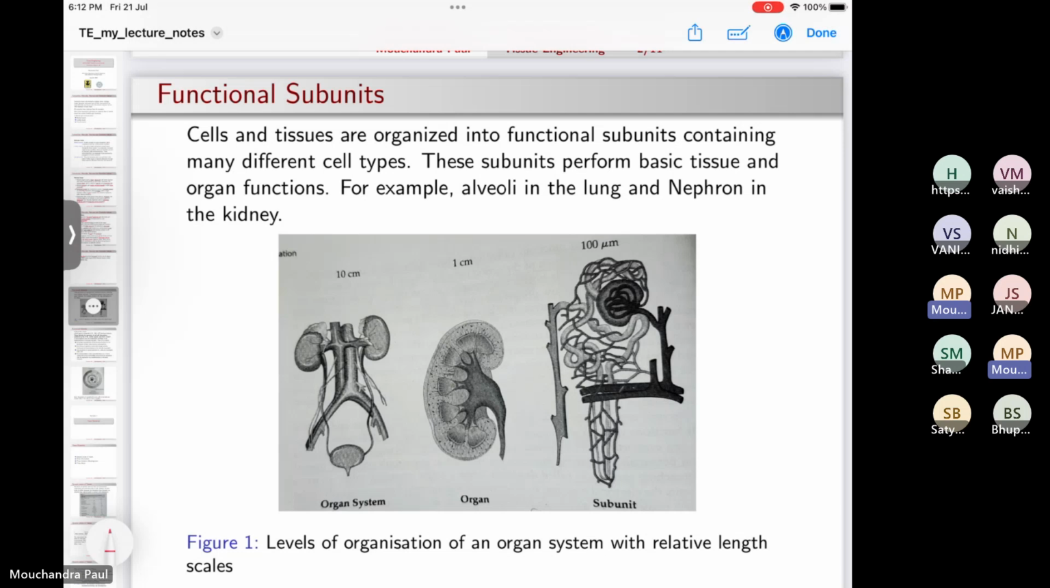The cells and tissues are organized into functional subunits, and each functional subunit is made up of different cell types. What cell types? A functional subunit can be made up of what cell types? Anyone? If I ask you what all cell types are there in a functional subunit of an organ, can any one of you answer that question?